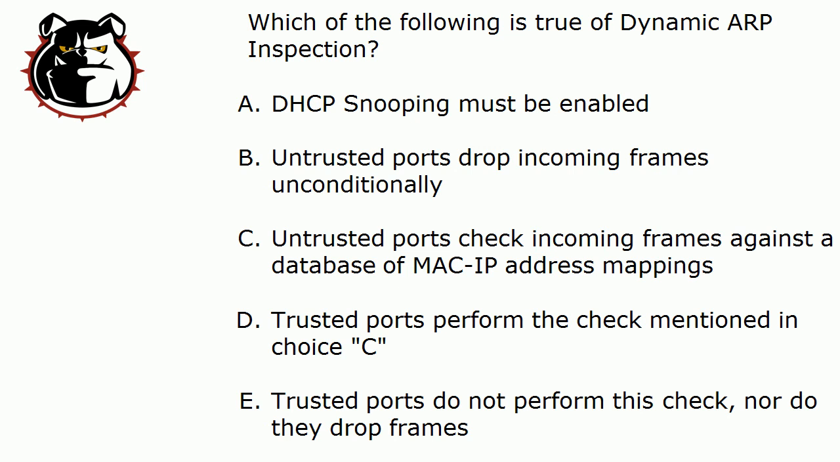Now between D and E, E is true. A trusted port is not even going to perform that check. And of course a trusted port, as the name does imply, will not drop frames. So again, with DAI, DHCP snooping must be enabled. Untrusted ports are going to check incoming frames against a database of address mappings, and trusted ports aren't even going to perform that check, nor do they drop frames. They just let them fly on through.